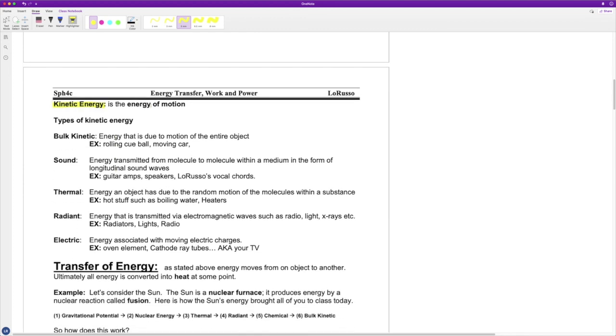Kinetic energy is the energy associated with motion. So anytime you have any type of motion whatsoever, moving from point A to point B, that is considered kinetic energy. Kinetic comes from the Greek word kinesis, which means to move. So bulk kinetic energy is the energy due to the motion of an entire object. When you throw a projectile, if we take a ball and throw that ball across, the entire motion of that object as it moves, we call that bulk kinetic energy. The entire thing en masse is moving from point A to point B.